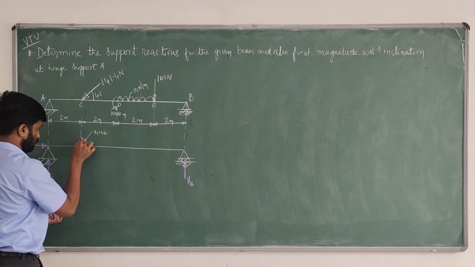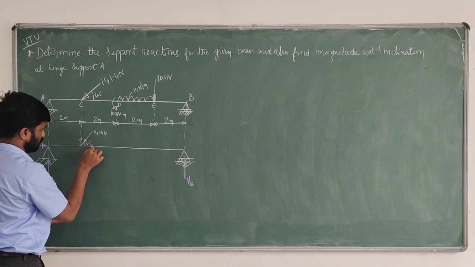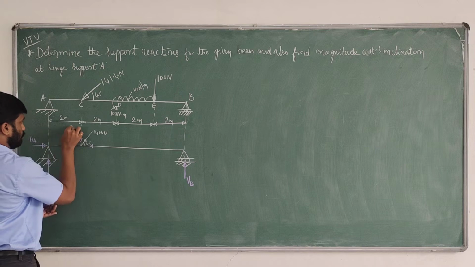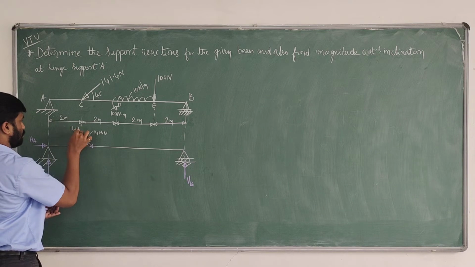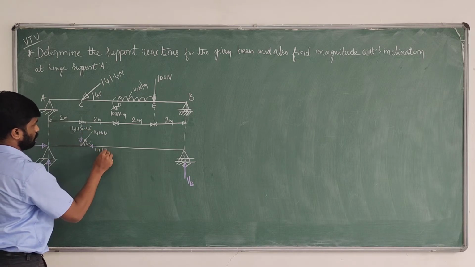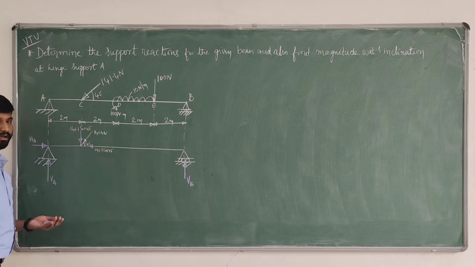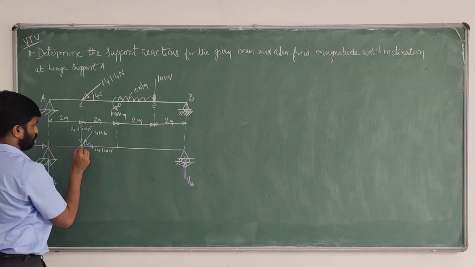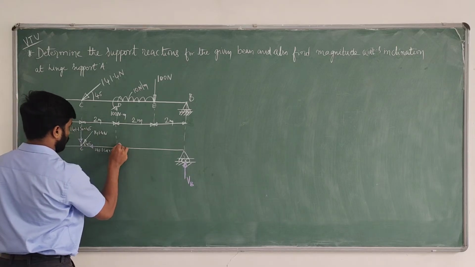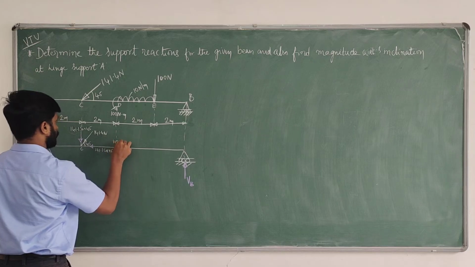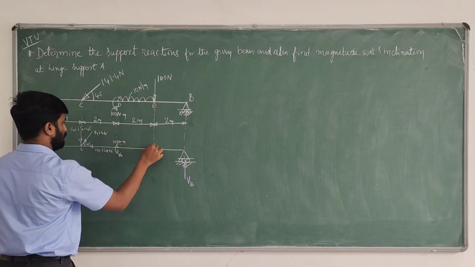When you are resolving, you get a purely vertical as well as a purely horizontal component. Therefore, after resolution, you get 141.1 sin 45 and 141.1 cos 45. That's all. So this is joint C. Next, at joint D, you have one more couple. The couple value is 100 Newton meter, and you also have a UDL.